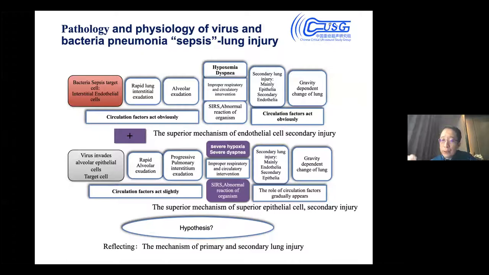So the role of circulation gradually appears, because in the very beginning there are few endothelial cells affected, and the patient gets a decrease and maybe a mild infiltration. But in the last stage, with the progression of the disease, the infiltration becomes more and more severe. So in the last stage, we can see gravity-dependent change of the lung. Maybe it's a hypothesis, but in my experience with patients, maybe it's really okay.